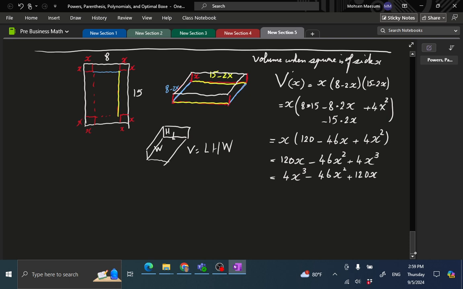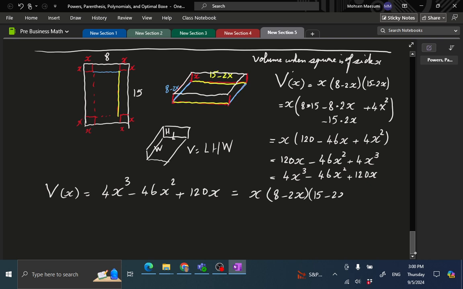So what did we get at the end of this thing? We have volume as a function of x, and that is 4x cubed minus 46x squared plus 120x. This is the same as what we had at the beginning. This was the factorization of this thing. That's also nice to have. 8 minus 2x, and then 15 minus 2x.